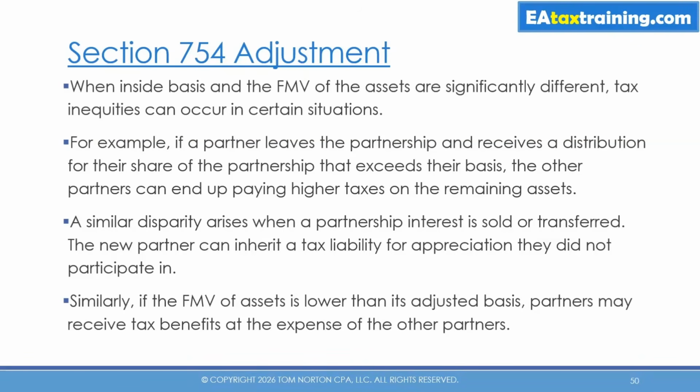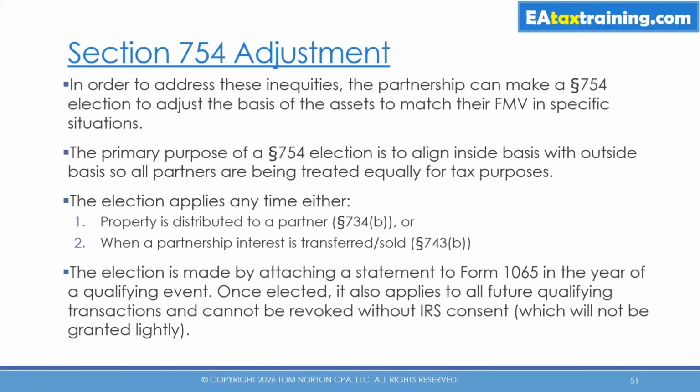Now, it can also work the other way. So it could be that the fair market value of the assets is actually now less than their adjusted basis. And you can have a similar problem. You can have some partners who are receiving tax benefits at the expense of other partners. So again, 754 is used to fix that. So in order to address those inequities, the partnership can make what is called a Section 754 election. And what this does is it adjusts the basis of the assets in the partnership to match their fair market value in specific situations.